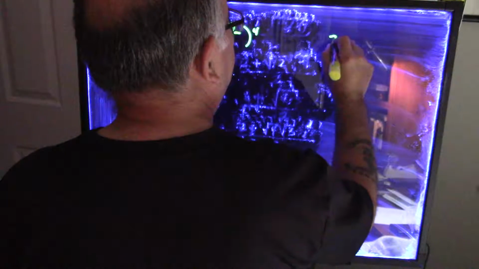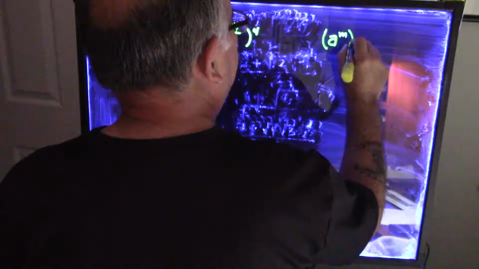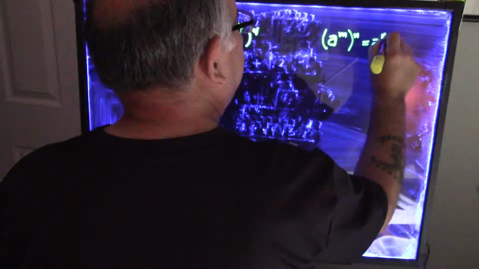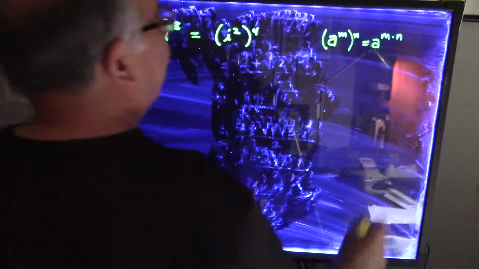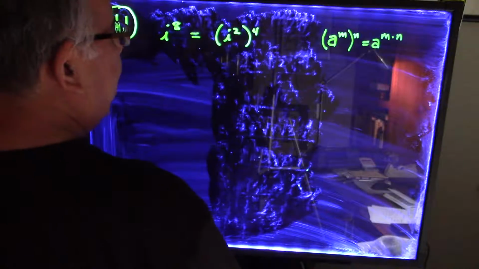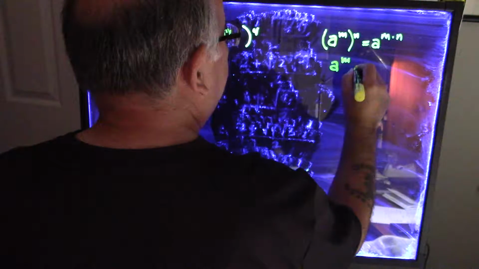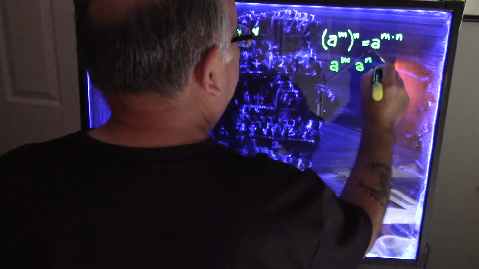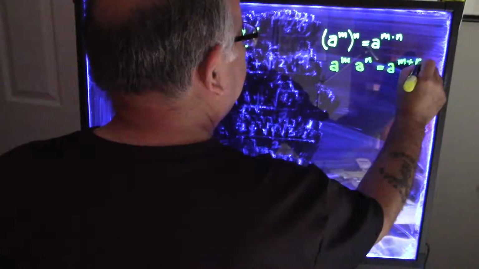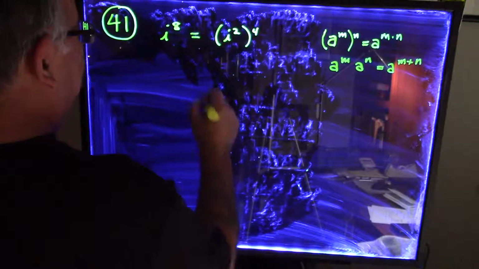a to the m, raised to the n, equals a to the m times n. That's the property we're using here. That's a little bit different from a to the m times a to the n, which equals a to the m plus n. So we're using the first rule.